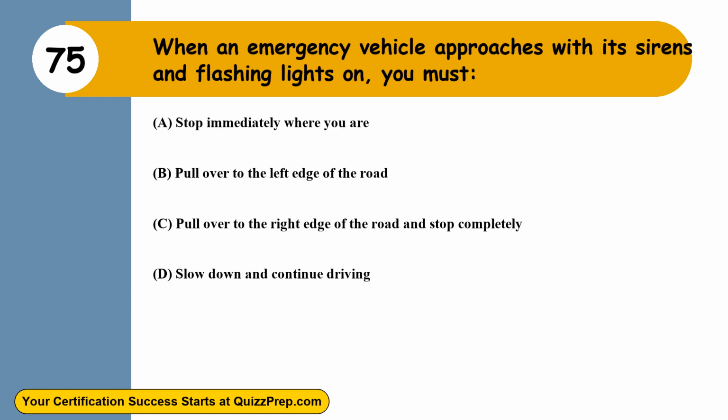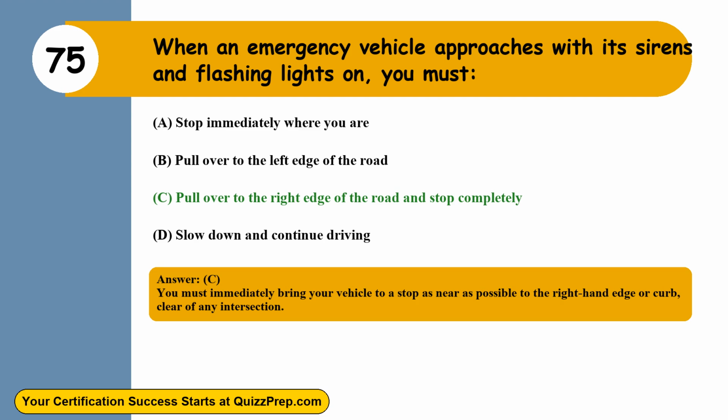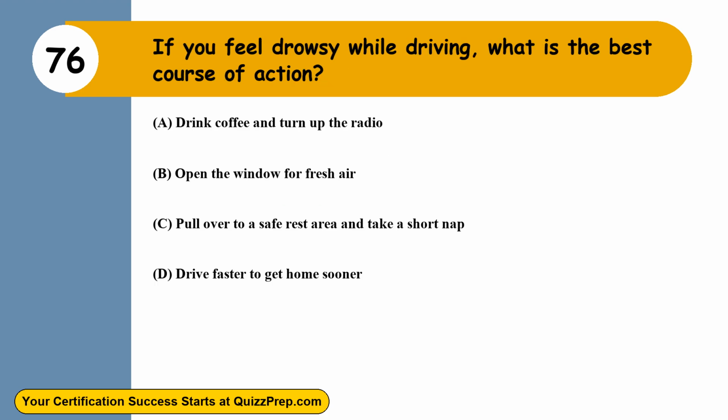Question 75. When an emergency vehicle approaches with its sirens and flashing lights on, you must. Option A. Stop immediately where you are. Option B. Pull over to the left edge of the road. Option C. Pull over to the right edge of the road and stop completely. Option D. Slow down and continue driving. The correct answer is option C. Pull over to the right edge of the road and stop completely. You must immediately bring your vehicle to a stop as near as possible to the right-hand edge or curb, clear of any intersection.